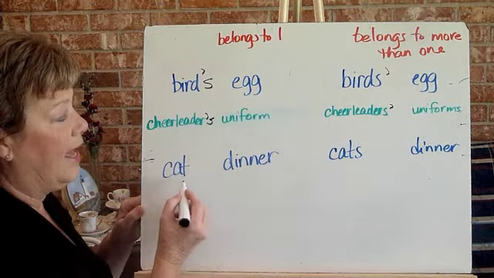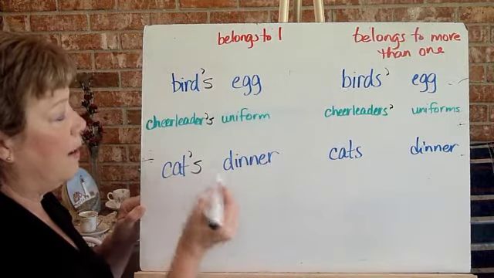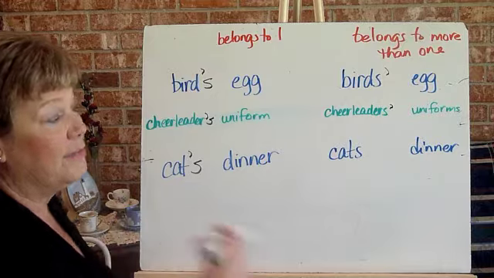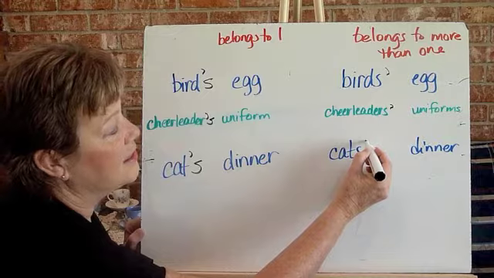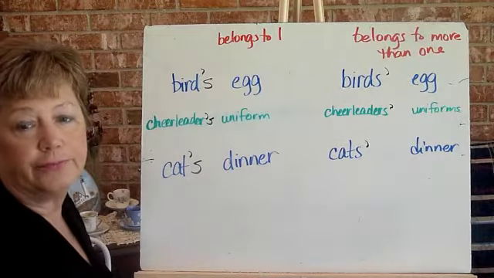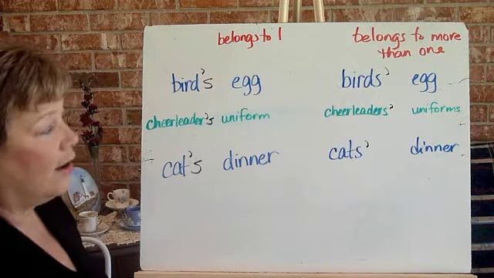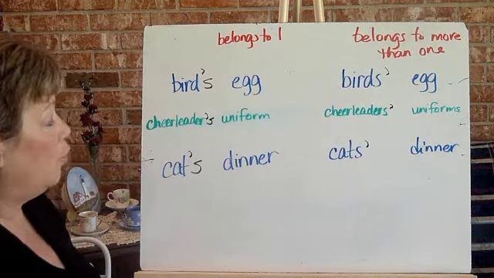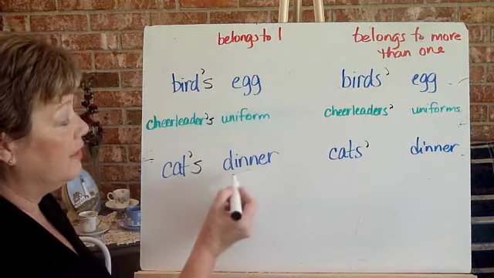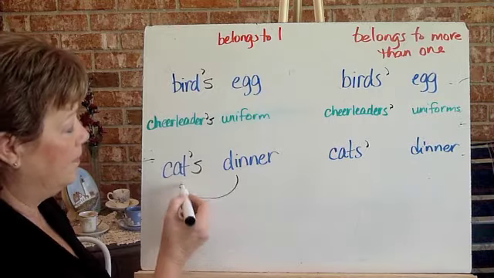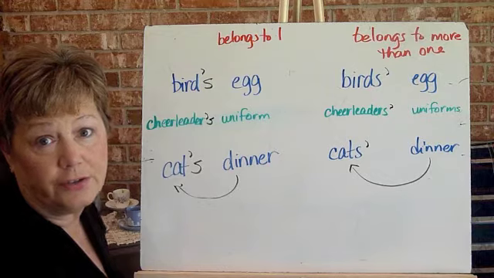If one cat has dinner, it is the cat apostrophe S dinner. If many cats have dinner, it is the cats' apostrophe dinner. So I just wanted you to see the difference of how that looks. So one cat's dinner, 3 cats' dinner. This dinner belongs to one cat. This dinner belongs, 3 cats have to share that dinner.